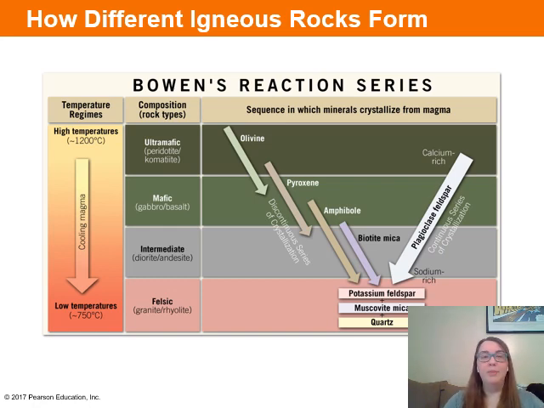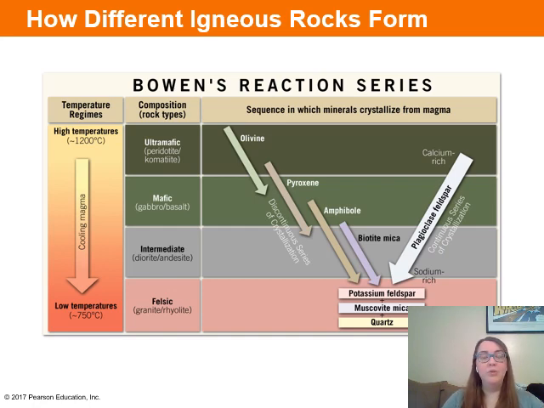If we look at this temperature on the left-hand side, we'll see that at really hot temperatures of magma, the first minerals that are going to start developing are going to be these ultramafic minerals. Again, the ones that are green in color, mostly because they're made up of that mineral olivine. So we're going to see these ultramafic rocks start forming when this magma is still incredibly hot. But as this magma starts to cool off over time, we're going to start seeing other minerals developing.